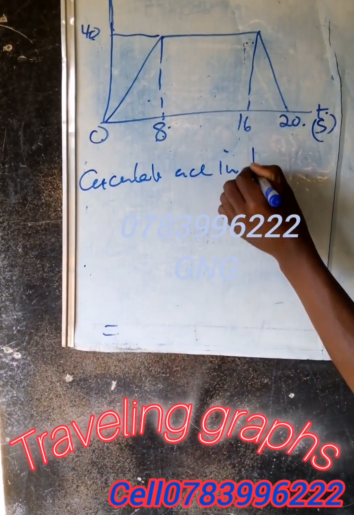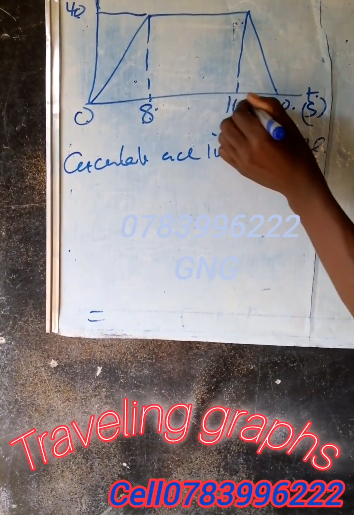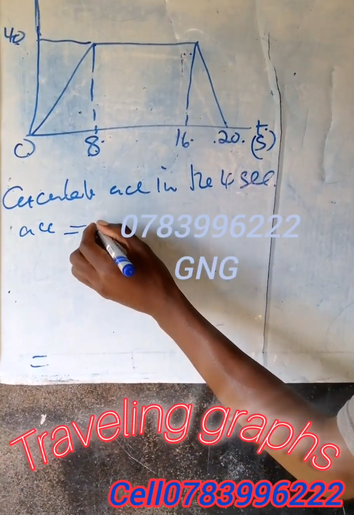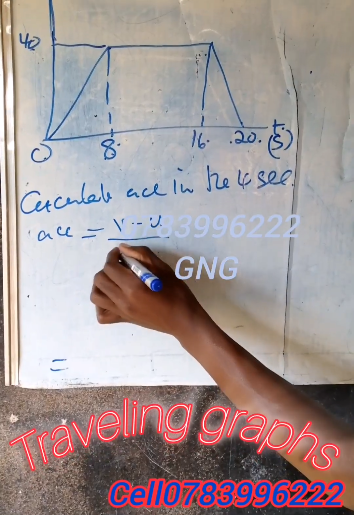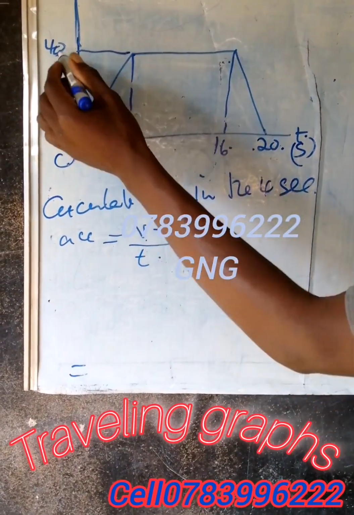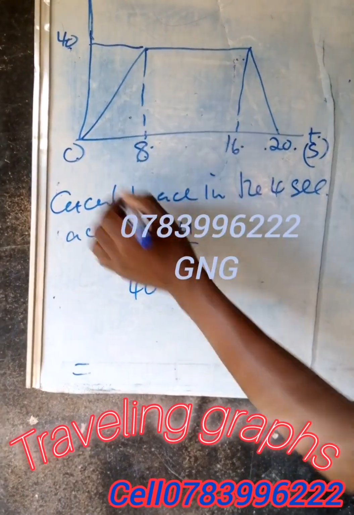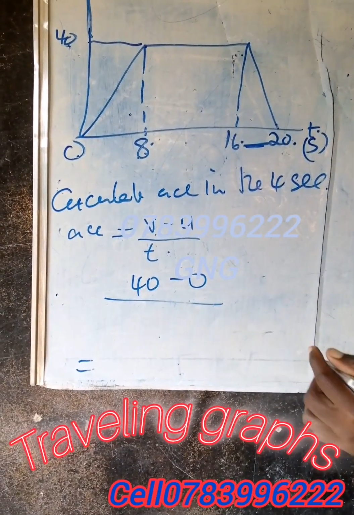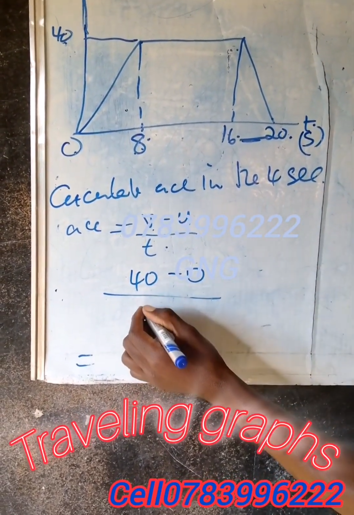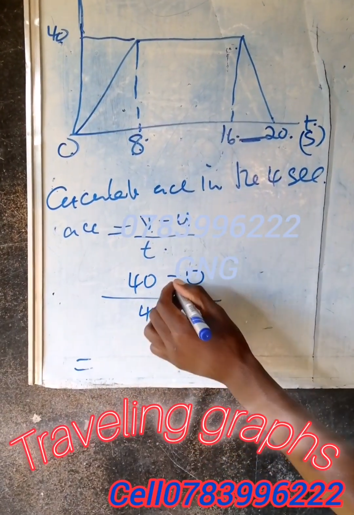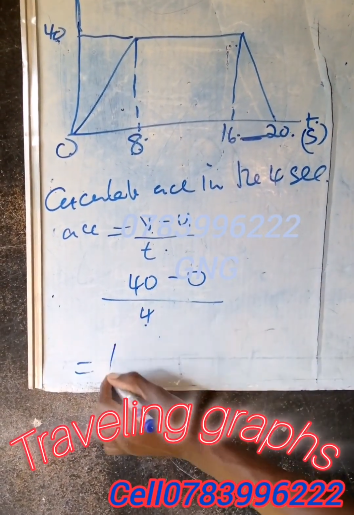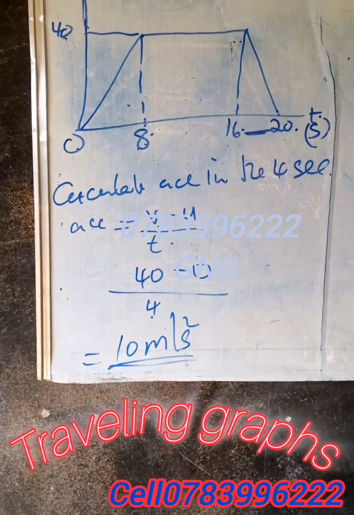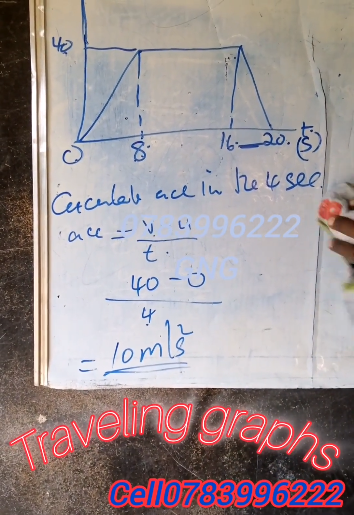Then we can be asked to calculate acceleration in the last 4 seconds, from here to here. We can also use the same formula. Acceleration is final minus u over t. What is our final velocity? 40 minus initial, 0, over time taken. What is the range here? It's 4. So we say over 4. So 40 minus 0 is 40, and 40 over 4 is 10 meters per second squared.